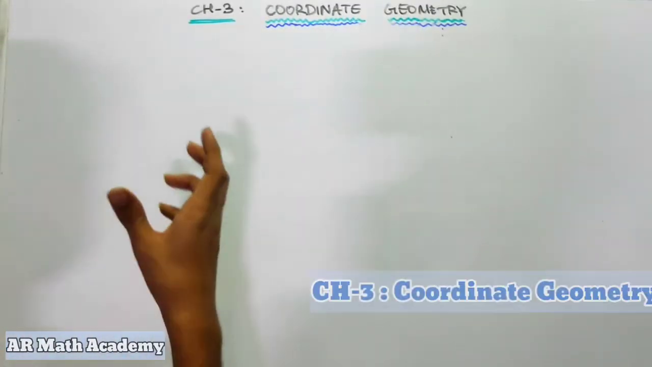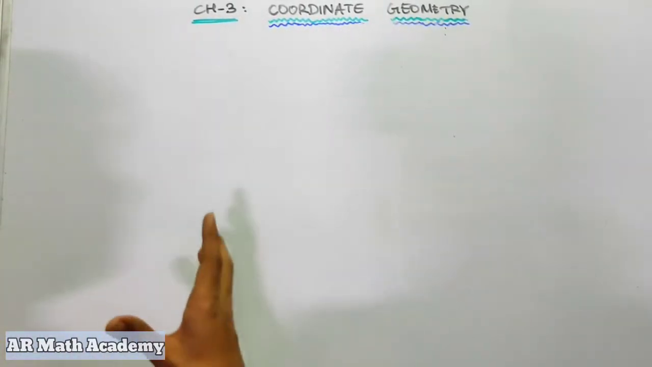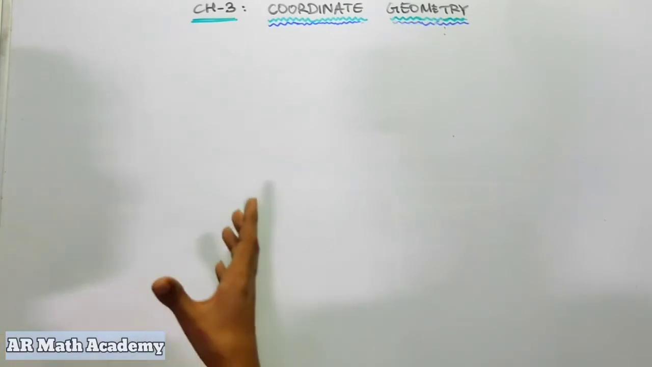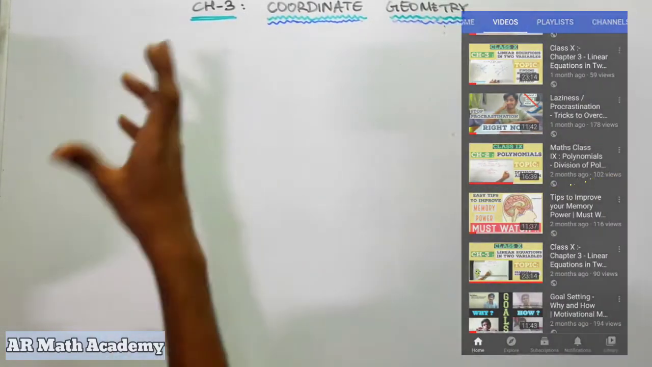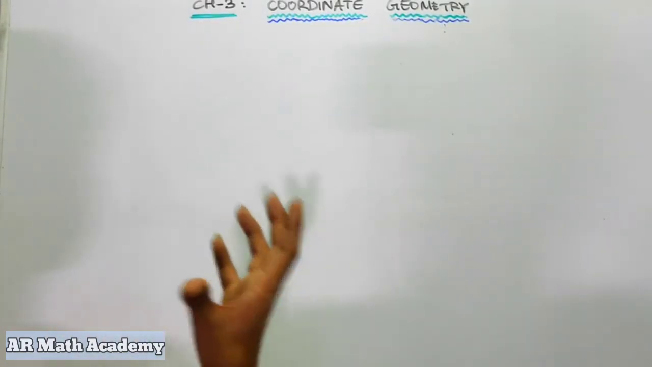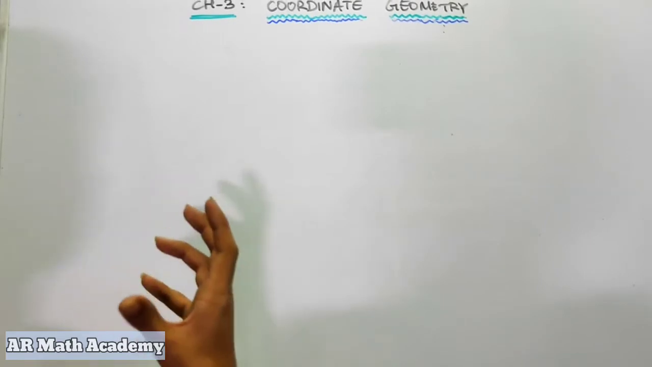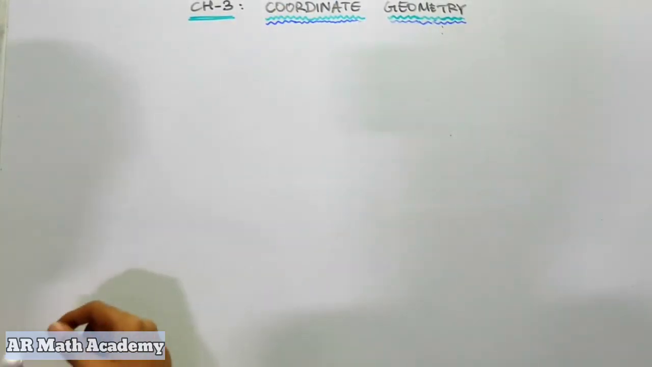Now this is chapter 3 of coordinate geometry. If you've been following along with our channel, then you already know that we have already completed some chapters, like chapter 1 and chapter 2 of class 9. And we are on to chapter 3, which is coordinate geometry. Now let us move on and see what this chapter contains, and let us try to explain to ourselves the concepts behind coordinate geometry.